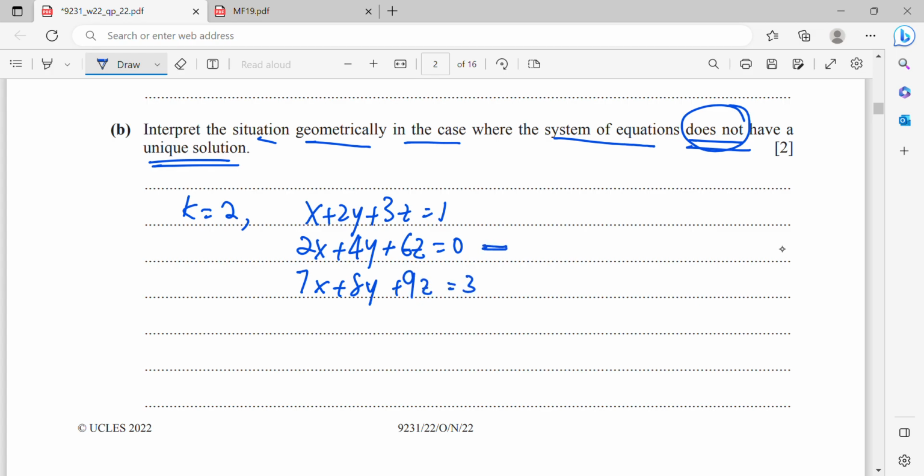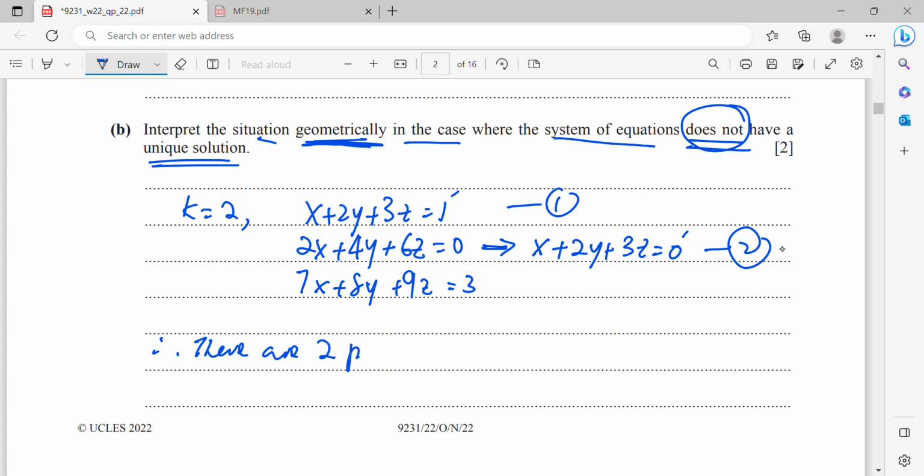So the second equation is divisible by 2. Therefore, it can be reduced to x plus 2y plus 3z equals 0. So from here, you will notice that the left-hand sides of the first two equations are the same, which means they are parallel. But unfortunately, the right side for both equations are not the same. The first one is 1, the second is 0. So our geometrical interpretation will be that there are two parallel lines because of the first and second equations.